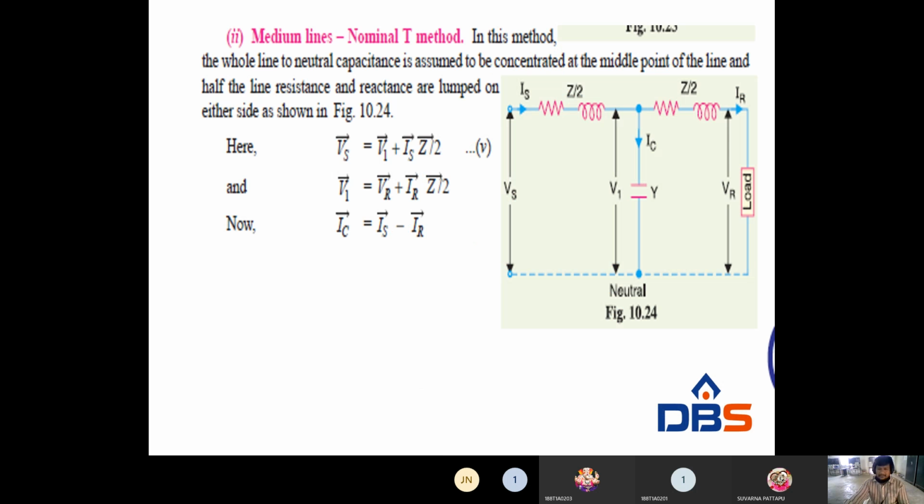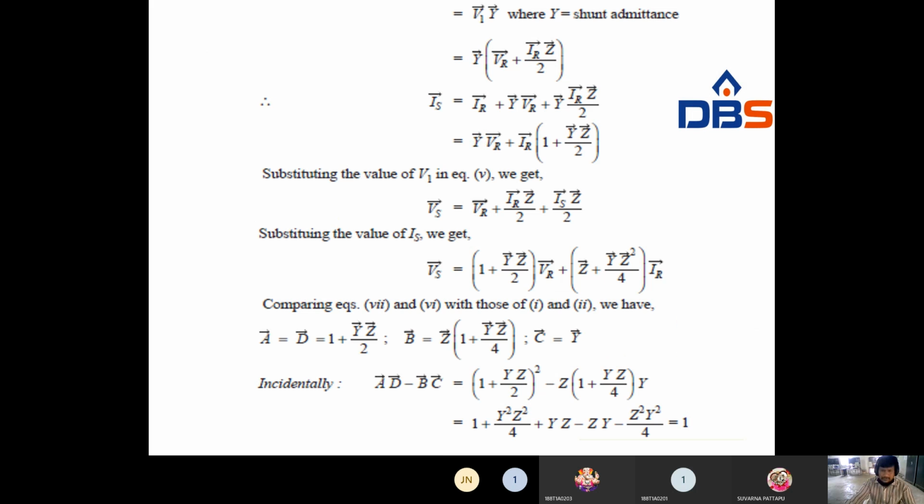Is it understandable? Neatly observe, very important. So apply KVL for loop 1, apply KVL for loop 2, and take the nodal equations. So IS is equal to IC plus IR, therefore IC is equal to IS minus IR, right? So now the shunt current is equal to V1 into Y. So Y into, we know the V1 value, VR plus IR Z/2, right?